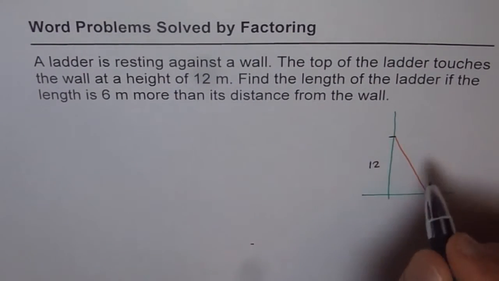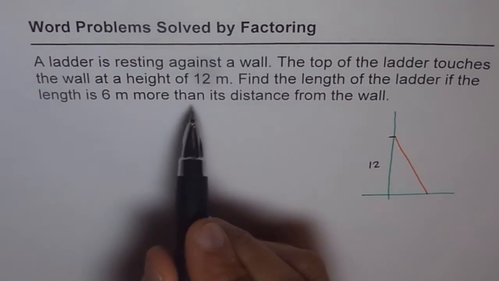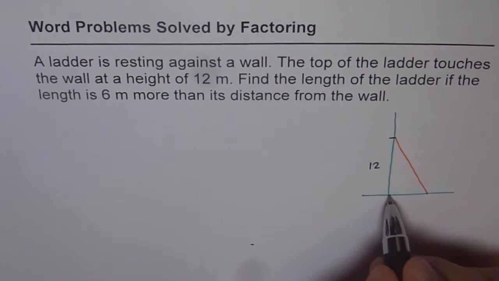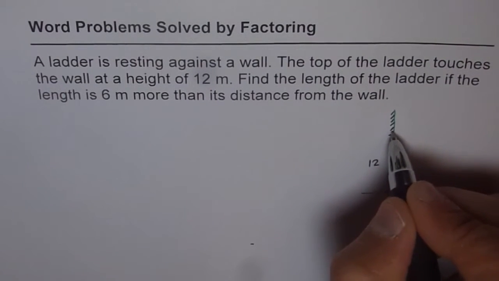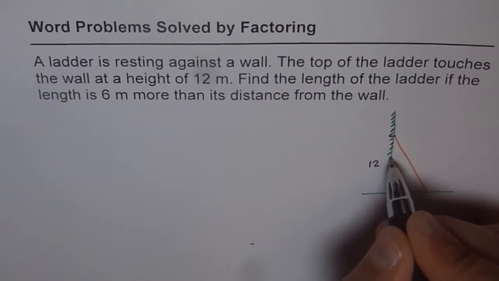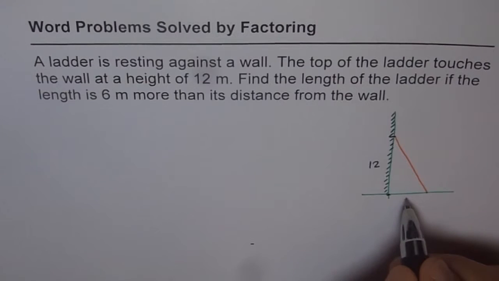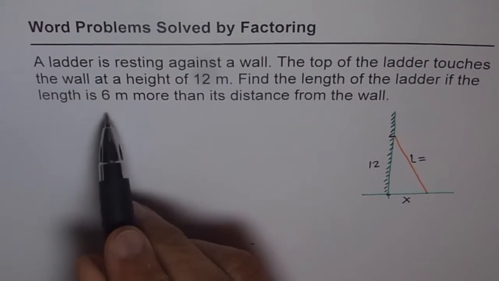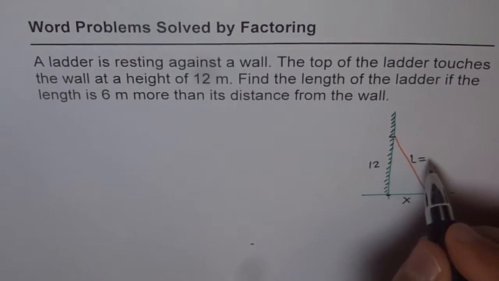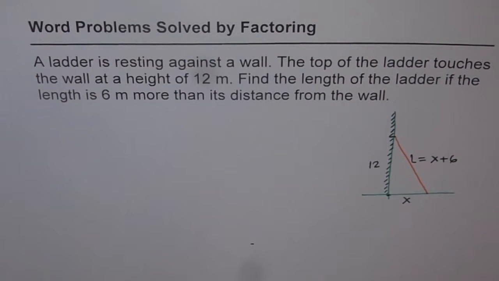Find the length of the ladder, which is this length, if the length is 6 meters more than the distance from the wall. So this is the wall for us, okay? And let us say the distance from the wall is x. Then the length of the ladder is 6 meters more than the distance. So length is x plus 6. That is what is given to us, right?